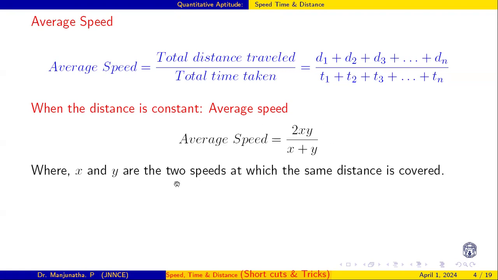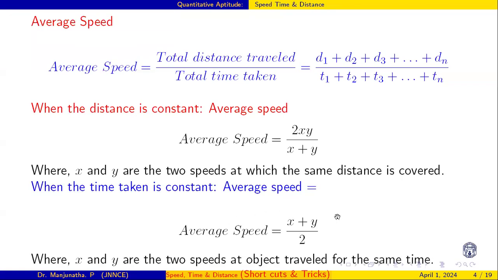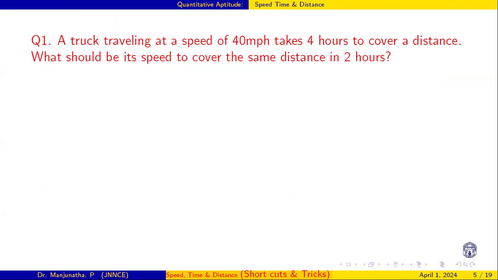This is the formula. Next, when the time is constant, what about the average speed? Then the average speed will be equal to x plus y by 2, where x and y are the two speeds traveled for the same time. In this way, we can use the formula here. We will take one example. A truck traveling at a speed of 40 km per hour takes 4 hours to cover a distance. What should be its speed to cover the same distance in 2 hours?